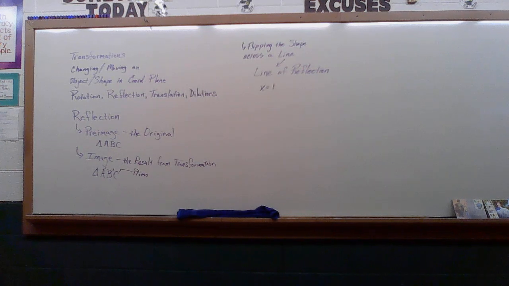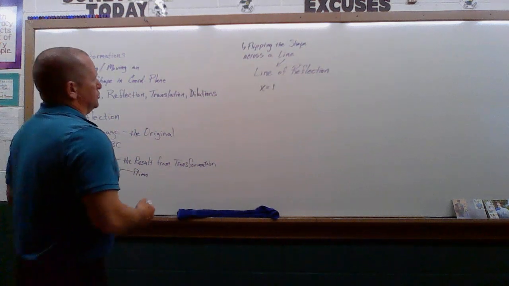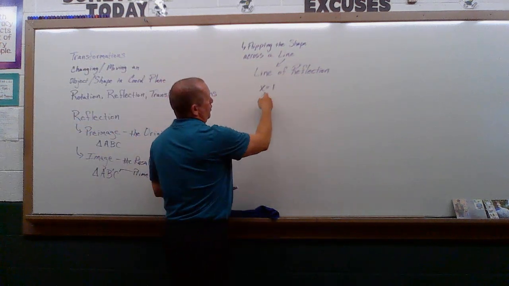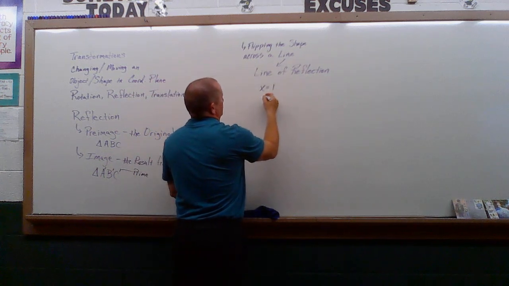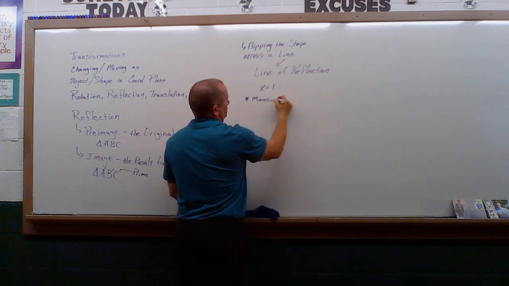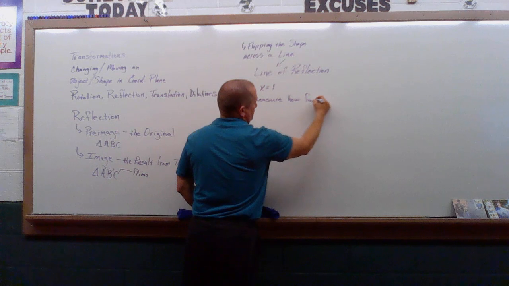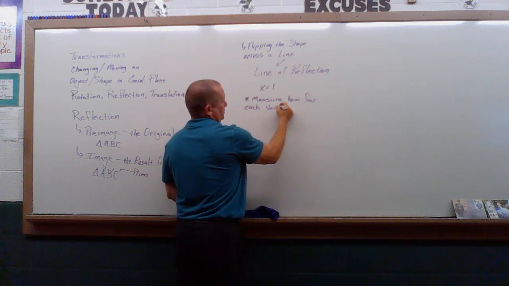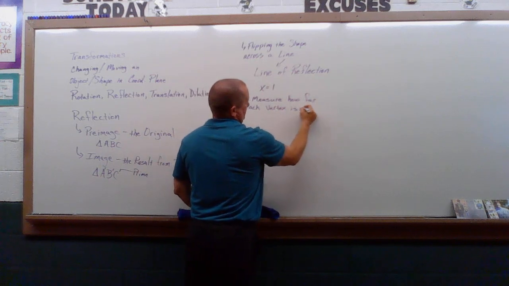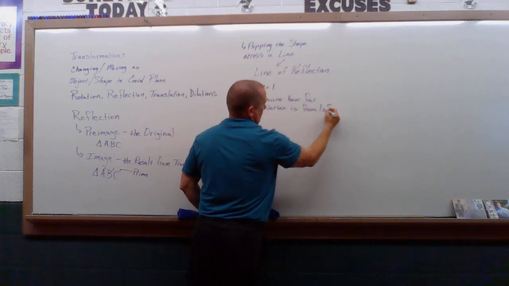Okay? So basically, we're going to try to make this really simple for you. And if you're trying to figure this out over some random line, you're basically going to just measure how far each vertex is from the line of symmetry. We'll call that the LOS.